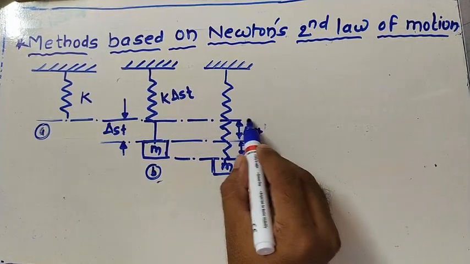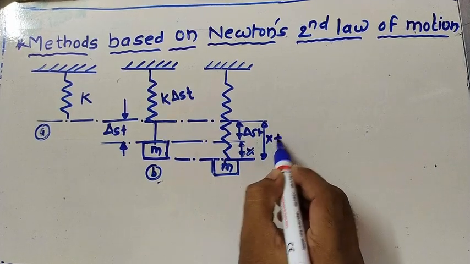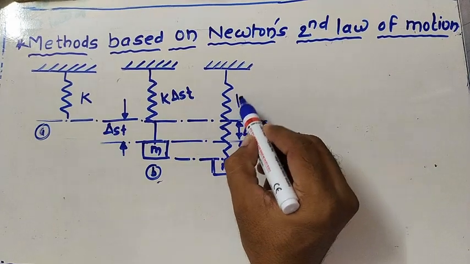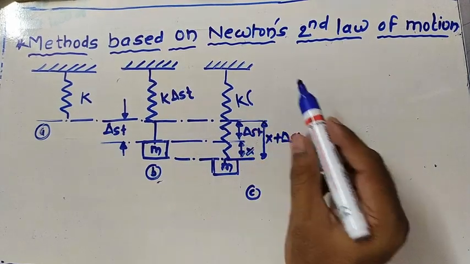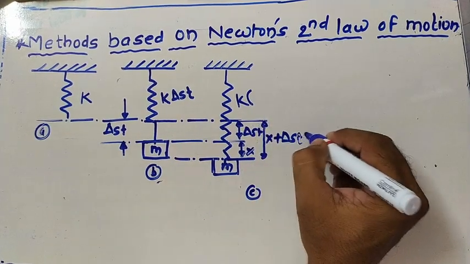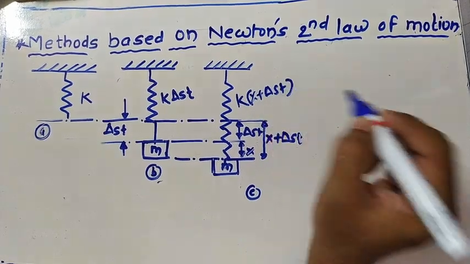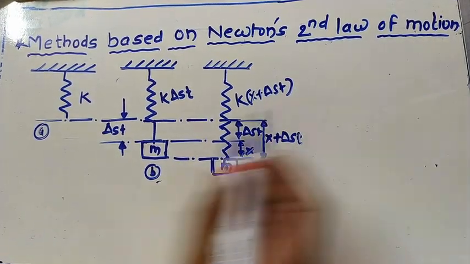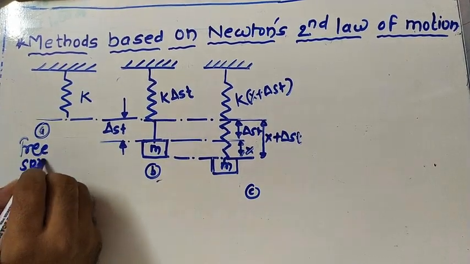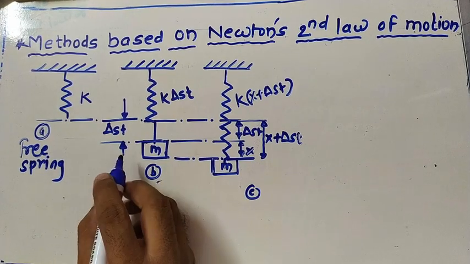Now what about this total displacement? x plus delta st. So what about the spring force here? Spring force is nothing but, in this case, the multiplication of displacement and the stiffness of that spring. So x plus delta st will come here. I'll write here the information regarding this free spring. This is nothing but the free spring with the mass.